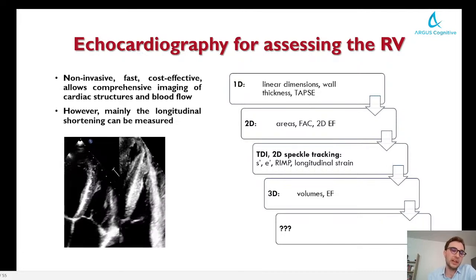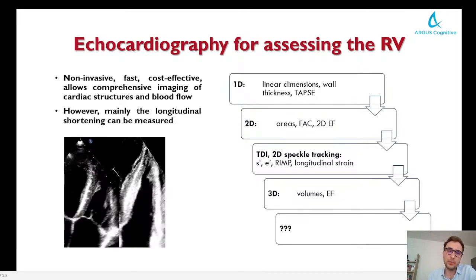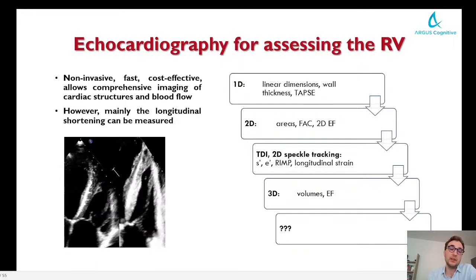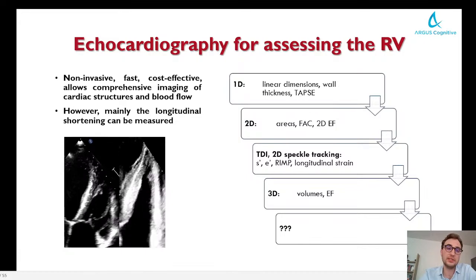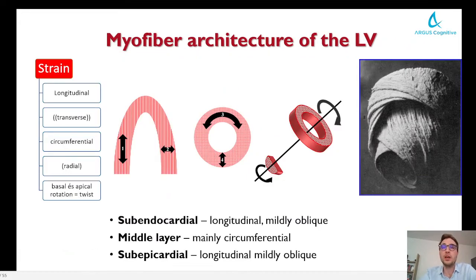And even just by looking at these two images, we can easily appreciate that the global function maybe looks roughly the same. However, the contraction pattern of these patients is markedly different. Still, the majority of parameters that we use don't really precisely tell us about these marked differences. That's why the detailed assessment of the myocardial mechanics may have a real added value, and it worked very nicely in terms of the left ventricle.